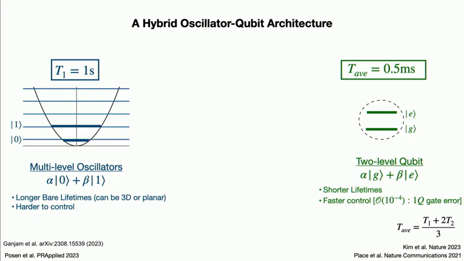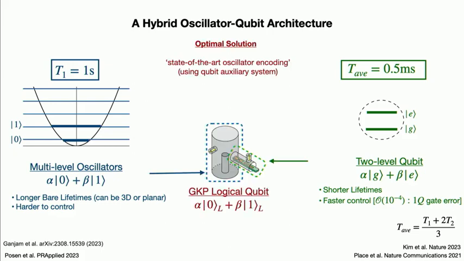OK, so the idea is to find a perfect amalgamation, where I use the best of both worlds from these two components. I'm going to use my oscillator as a memory, while I use the two-level system to gain access to this memory to just do gates. And that's going to be my hybrid oscillator qubit architecture.